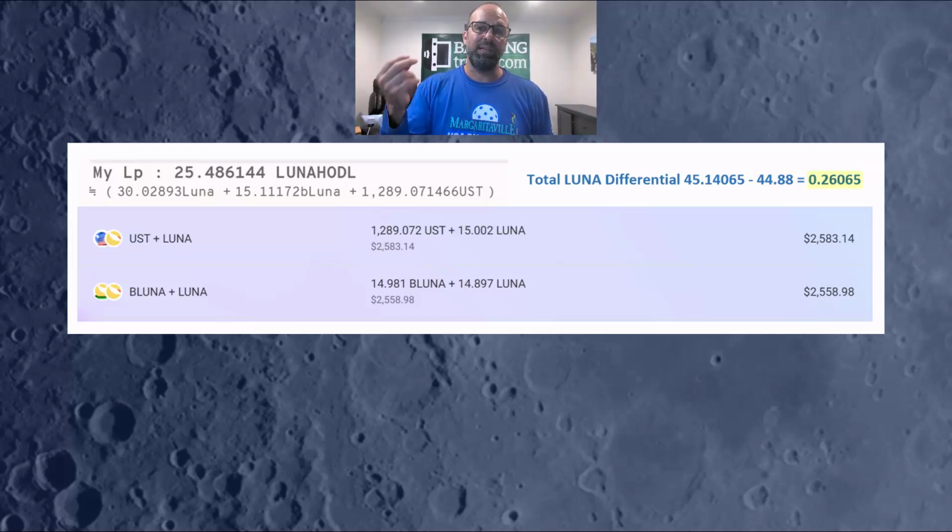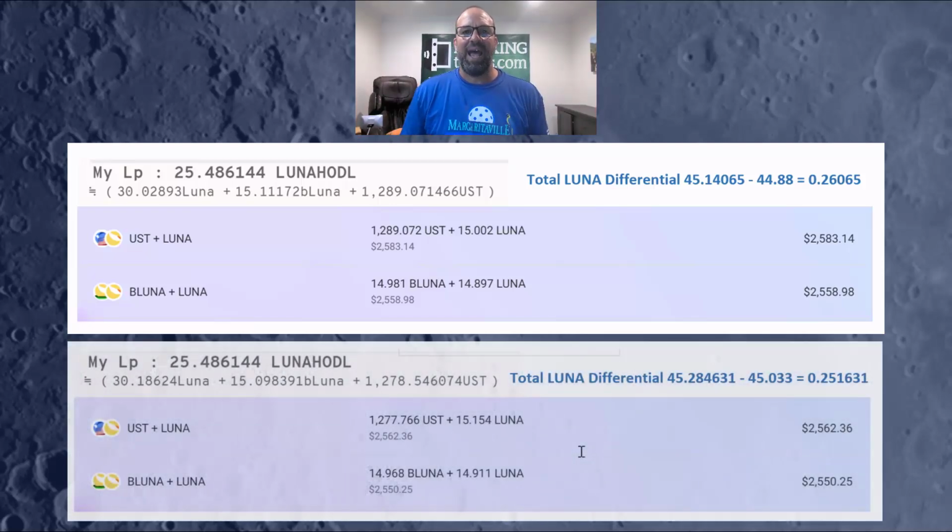In fact, there was 0.26 extra Luna in the pool, which was kind of interesting, even though the dollar amount was the same. It's okay. What we're going to see is as Luna moves in price, there's a different form of rebalancing. So not really a lot of action by 24 hours on the next day. Luna moved from 86.22 to 84.30.